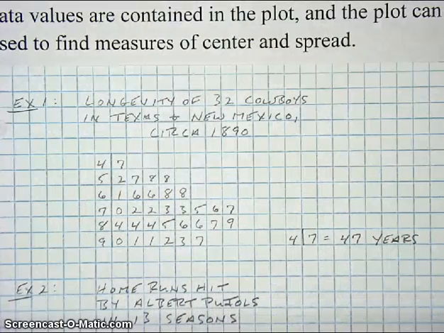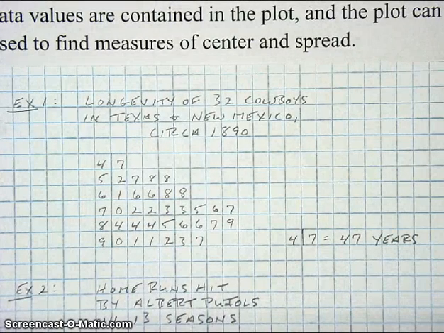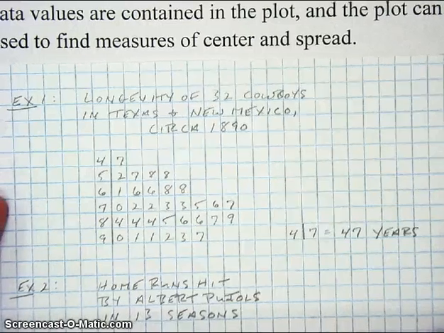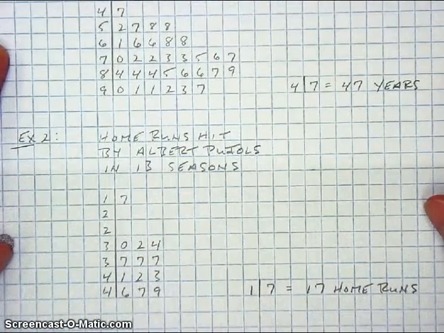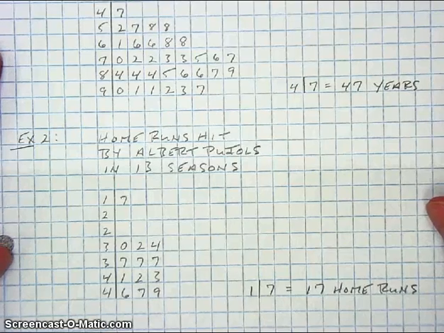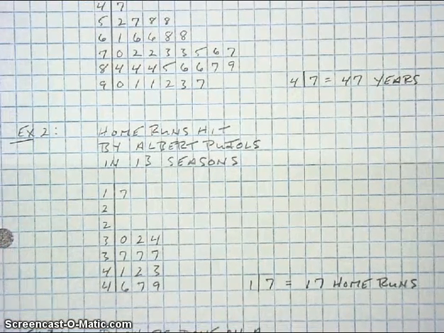For instance, if you look at Albert Pujols, in 13 seasons in Major League Baseball, he has hit a minimum of 17 home runs and a maximum of 49 home runs. And if you just use 1, 2, 3, and 4 as your stems, you'd only have 4 stems, and that wouldn't be enough. So what you can do is this nice little trick of splitting the stems, and that's what I did here in this graph. I split the stems up.